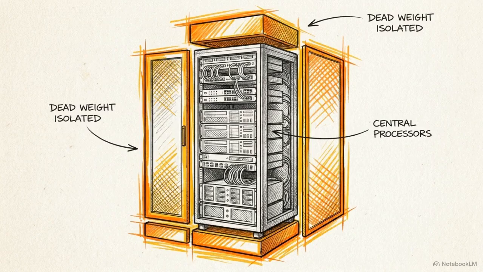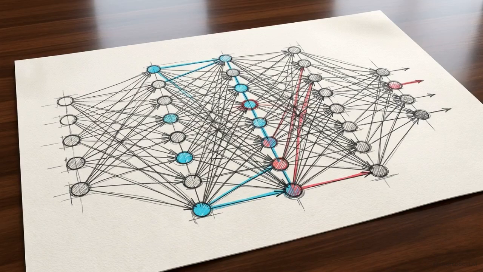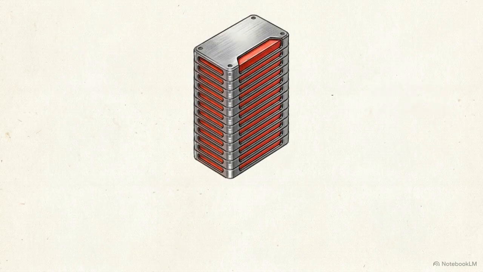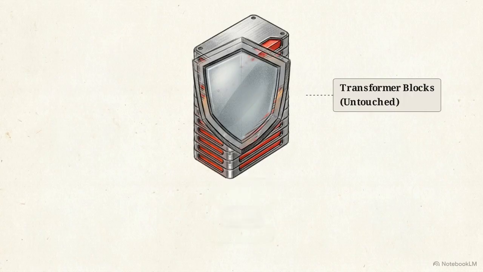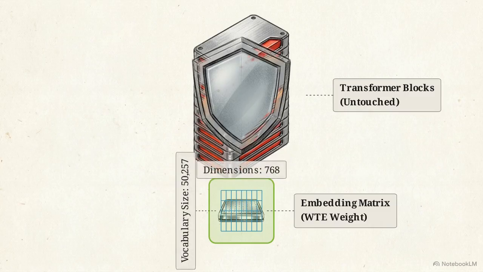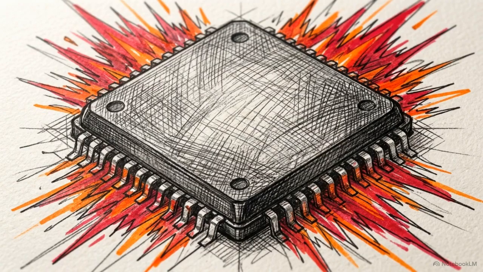To see exactly how much dead weight can be removed, we can map the architecture of a baseline model like GPT-2 Small. This diagram highlights the 12 transformer blocks, which remain locked and untouched. The target is the embedding matrix, labeled WTE weight. In GPT-2, this matrix has a dimension of 50,257 tokens by 768 dimensions. That vocabulary size of 50,257 is inefficient for modern hardware.